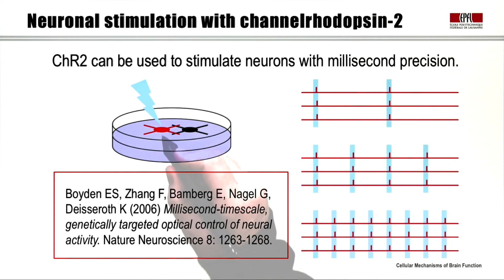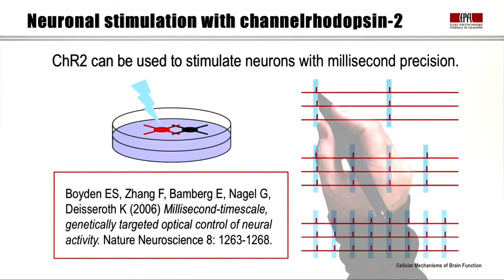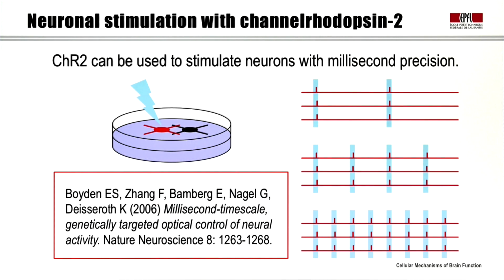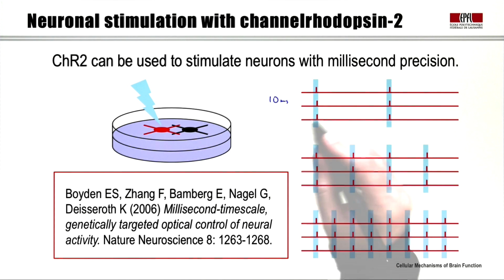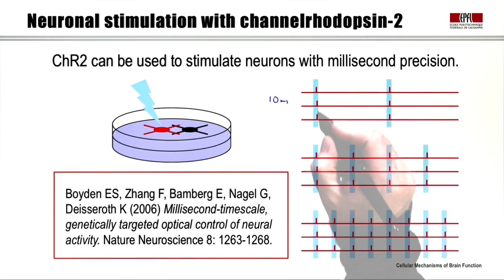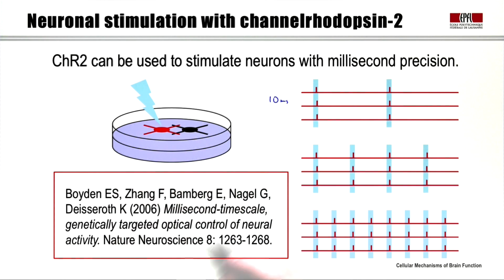And the cells that expressed channelrhodopsin turned out to be light sensitive, and brief pulses of blue light would drive action potential firing with millisecond temporal precision. So they gave 10 millisecond light pulses, and action potential firing in cells that were expressing channelrhodopsin occurred with very low jitter and highly reproducible.